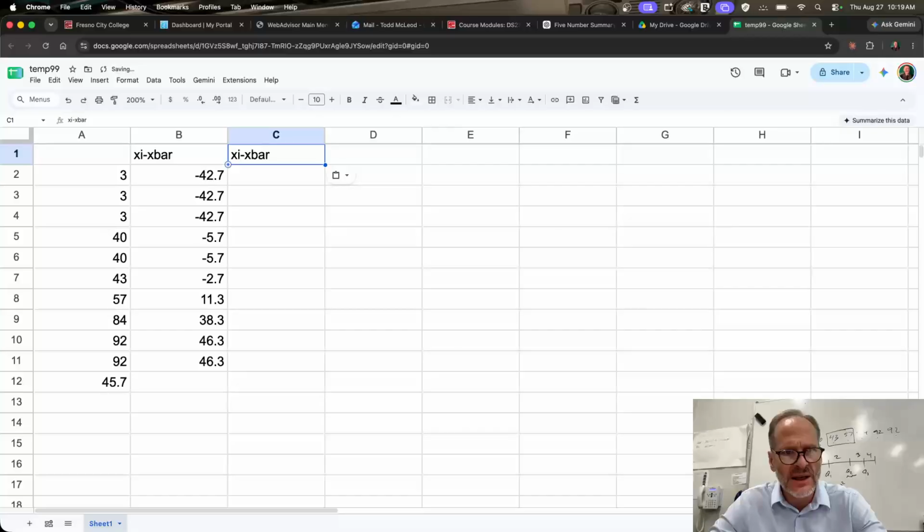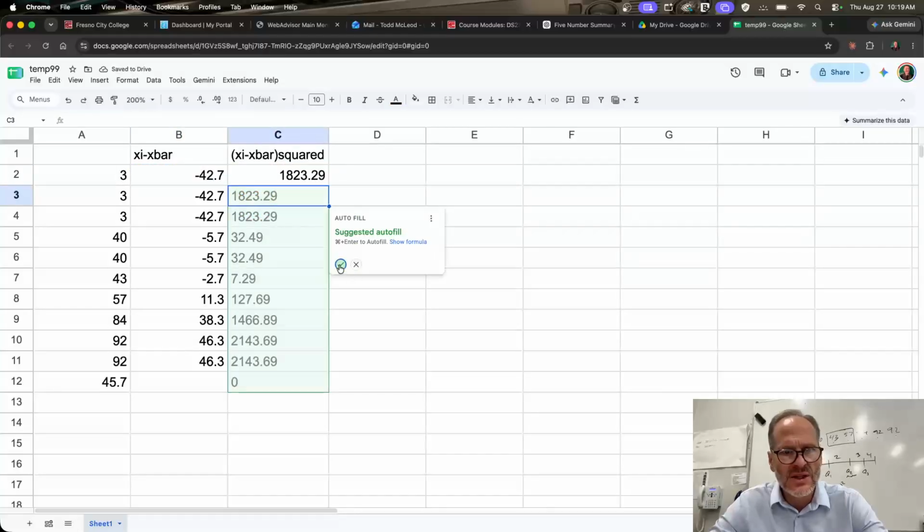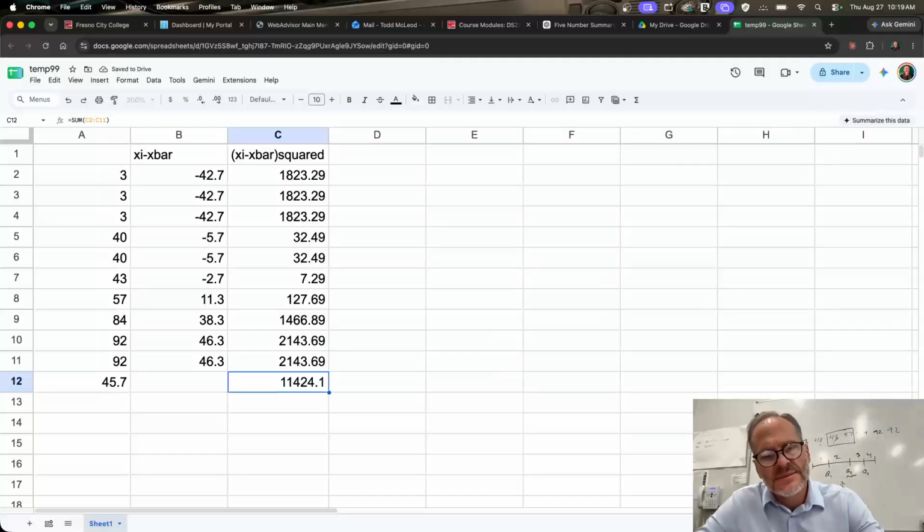So I've got each of those, and now I'm going to square that. So I'm just going to come over here and do this, right? That's me just saying what that operation is. And to square it, I could say equals this times this, right? And then fill it in, sure. And now when I add these up, I get that. So what's the last part of getting the standard deviation? We've done this part. We have to divide by n minus 1.